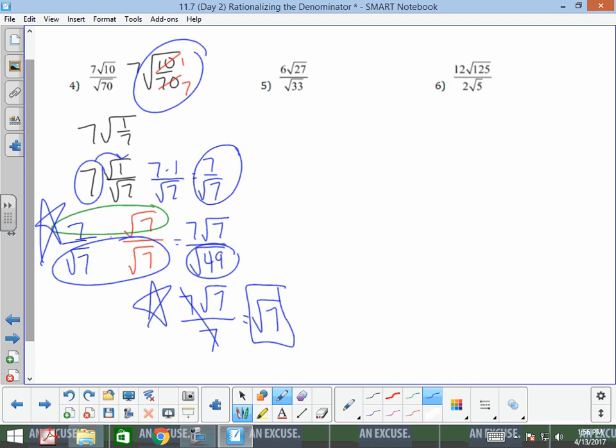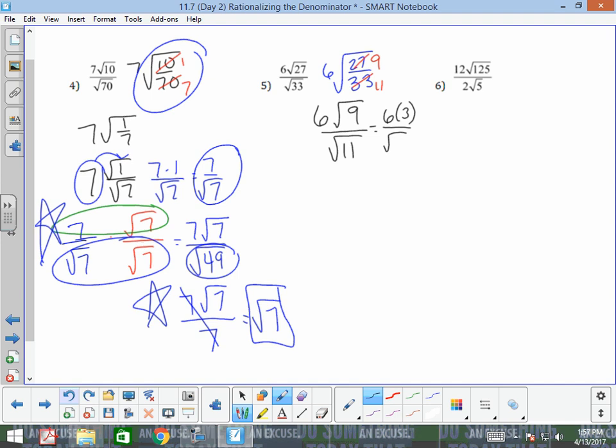Alright, so over here we have 6 times the square root of 27 over 33. 27 and 33 are both inside the radical, so I need to reduce. They'll both divide by 3. Not 9, sorry, I don't know why I said 9. And we get 9 over 11. So this is 6 times the square root of 9 over the square root of 11. Well, 6 times the square root of 9 is 6 times 3, and 6 times 3 is 18. So I have 18 in the numerator and the square root of 11 in the denominator.